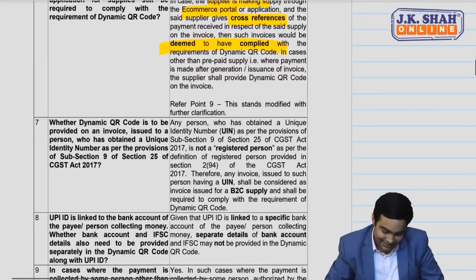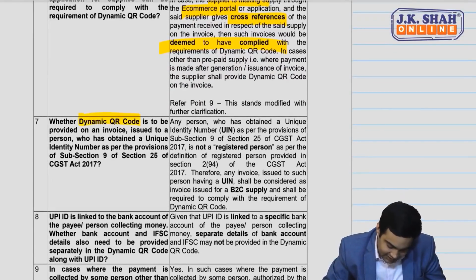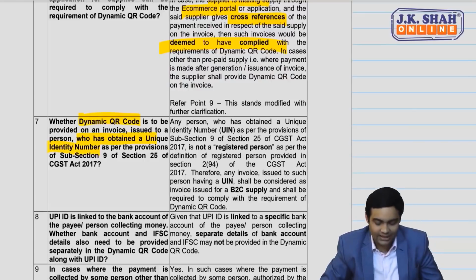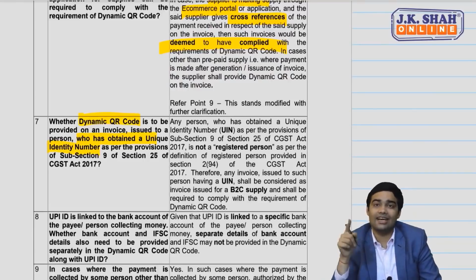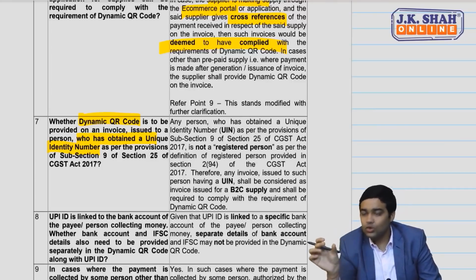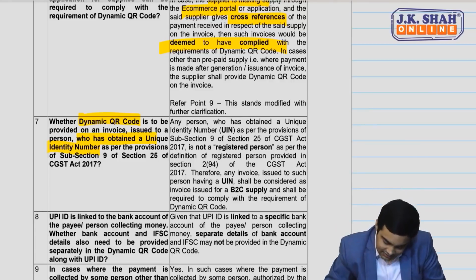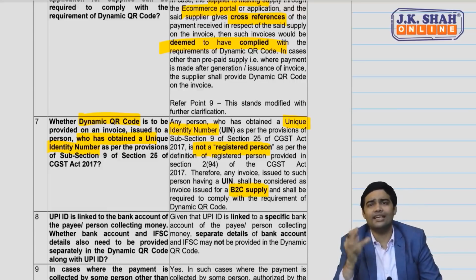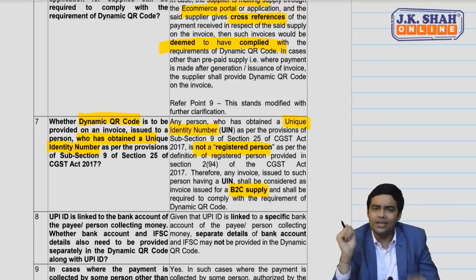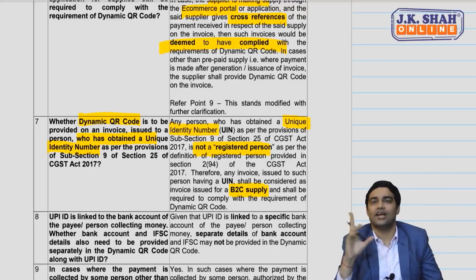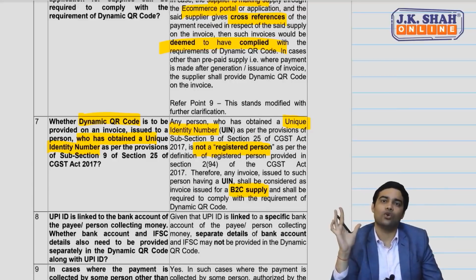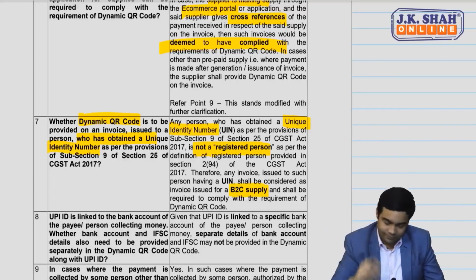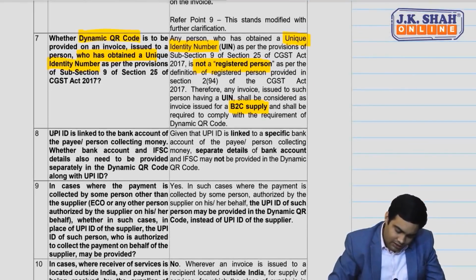Okay. Then, whether a dynamic QR code is required for a person who has obtained a unique identification number. Is it required? Because a unique identification number is given to the UN or embassies, correct? So the question is whether any invoice issued to them should have a dynamic QR code. The answer is that it is a B2C supply, because a unique identification number holder is not a registered person. They only take the UIN for claiming refund of tax paid on purchases. They are not registered persons. That's why it will be treated as a B2C supply, and the dynamic QR code has to be there.